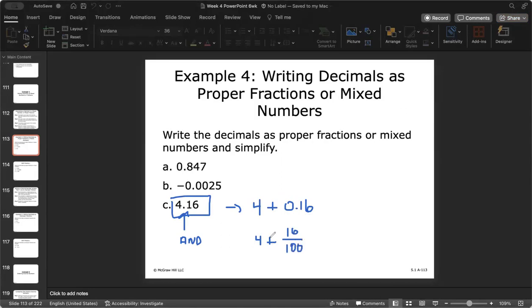Okay. So this can be the 4 and 16 means that this is a mixed fraction, 4 and 16 over 100. And what you want to do is just simplify the fraction 16 over 100. And that's 4 over 25, cancel a 4 from top and bottom. So this becomes the mixed fraction 4 and 4/25. You could also write it as an improper fraction too, if you want, but you don't have to, unless the directions tell you to. So that's the idea.